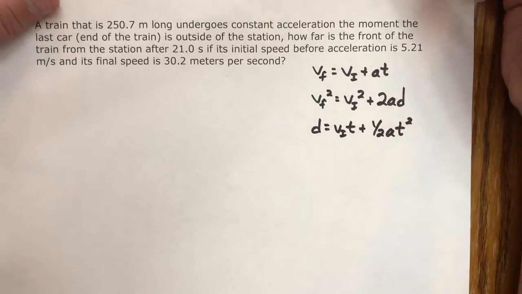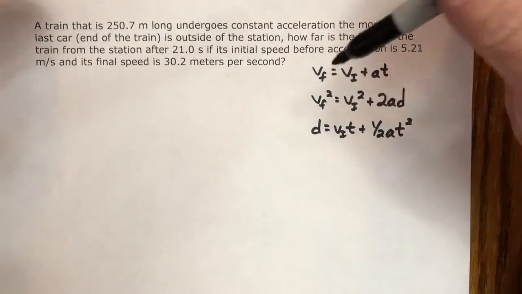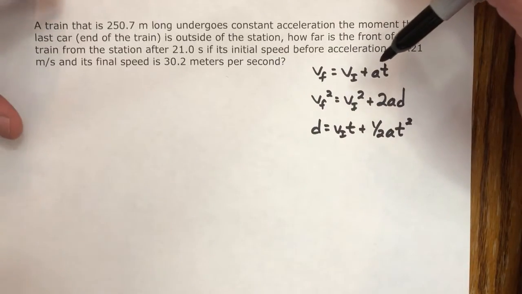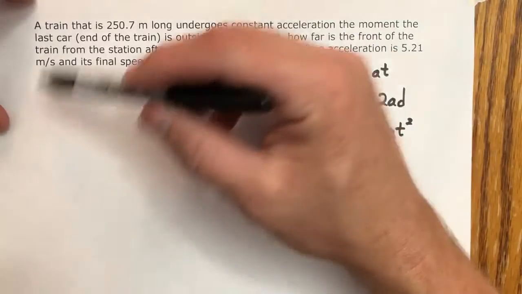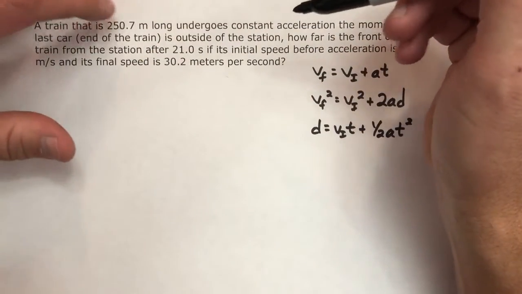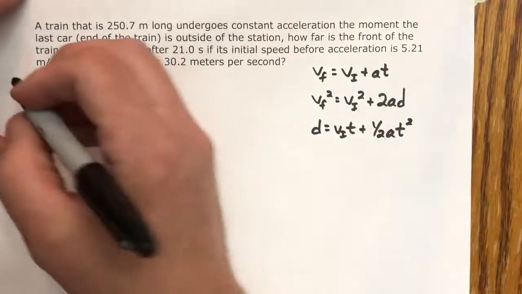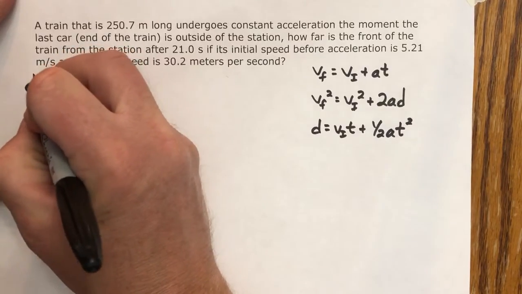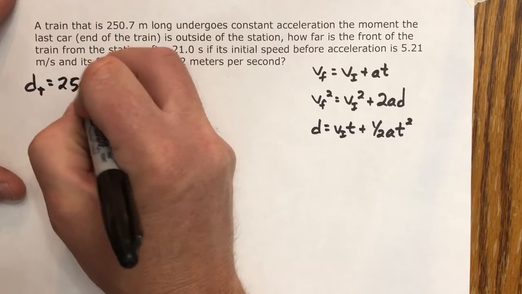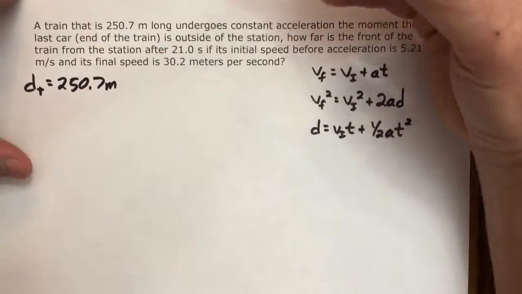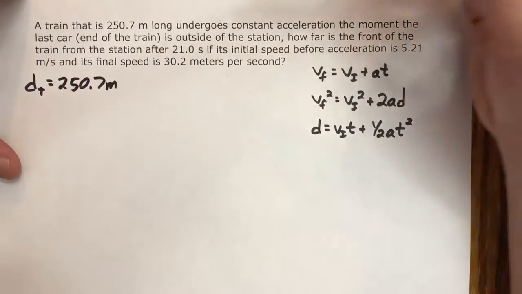Okay, so let's read the question, and I'm going to warn you, this question is way confusing. So let's figure out how to do this. We're going to write down our givens as we read the question. A train that is 250.7 meters long. So we're going to say the distance of the train, put a little t here, that means the train is 250.7 meters. Not sure what we're going to do with that yet, but we want to write it down.